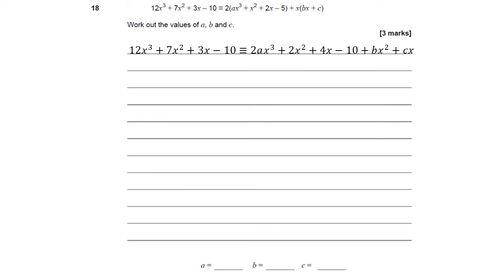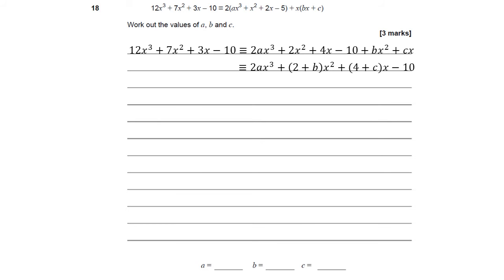So by expanding the brackets, we get that the right-hand side becomes 2ax cubed plus 2x squared plus 4x minus 10 plus bx squared plus cx. So now if we collect our like terms together, well, the 2ax cubed, that's the only place that x cubed appears, so we keep that there. But now we've got 2 plus b, lots of x squared, we've got 4 plus c, lots of x, and we've still got that minus 10 on the end.